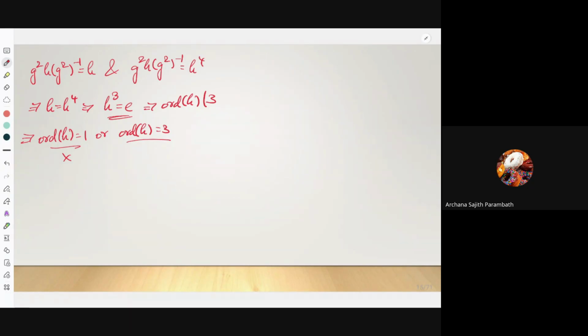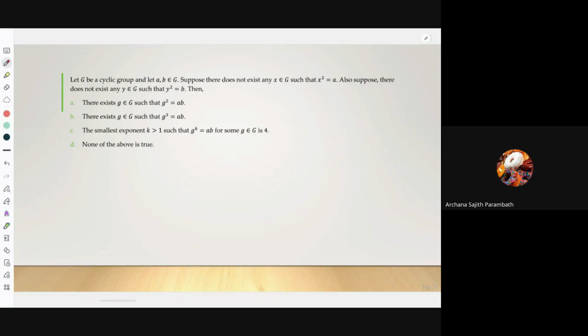Okay, so let's move on to another interesting question. This is from the ISI M.Math exam. So let G be a cyclic group and a and b are elements of G. Suppose there does not exist any x in G such that x square is a. So for any x in G, x square is not equal to a. And similarly for any y in G, y square is not equal to b.